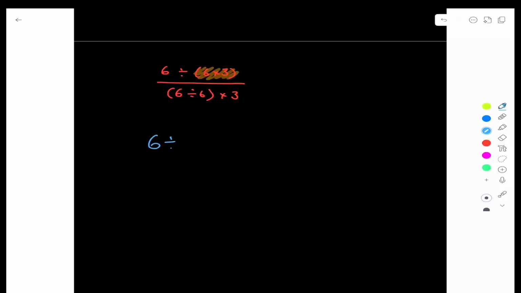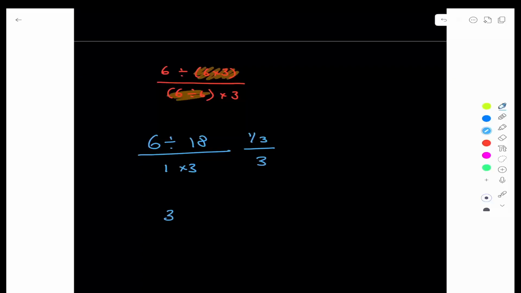So we have 6 divided by 18. And same on the bottom, you need to work out what your bracket is there. So 6 divided by 6 is 1, and so you have 1 times 3. 6 divided by 18 is 1 on 3, and 1 times 3 is 3. So we basically have a third divided by 3.